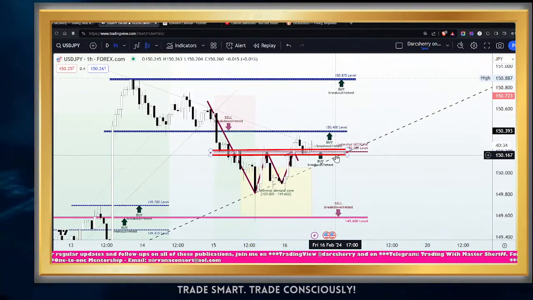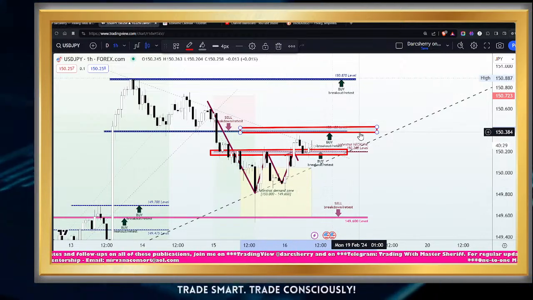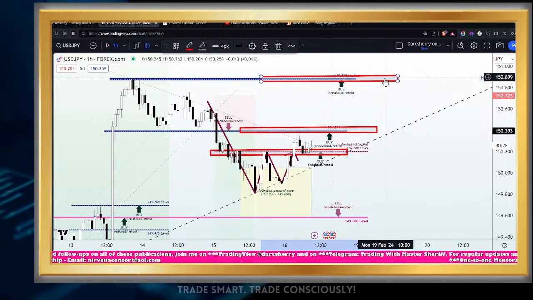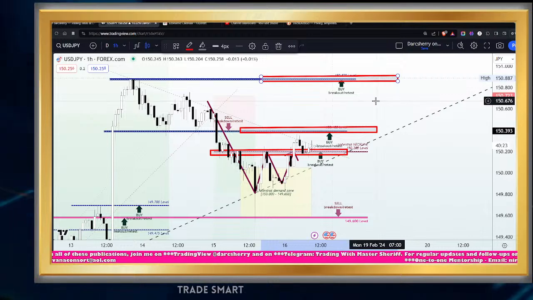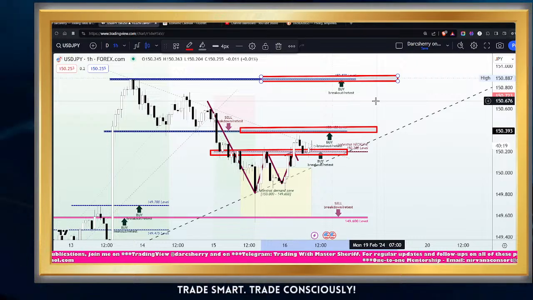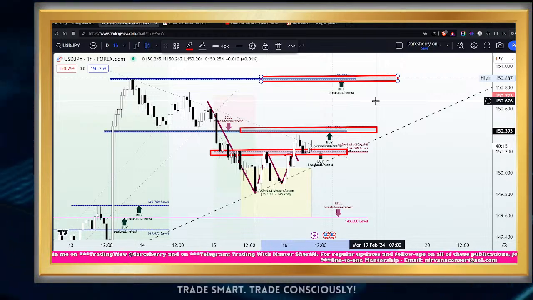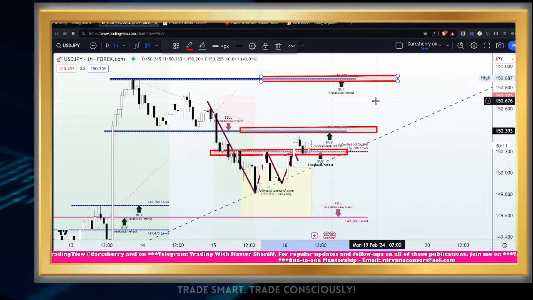Then we shall be looking out for more opportunities to buy at the breakout of the 150.400 level, and of course the 150.870 area, which happens to be the highest point price action has been for the week. So let's see how far this momentum will go. On the USDJPY, I am holding on to a bullish bias on this particular asset.